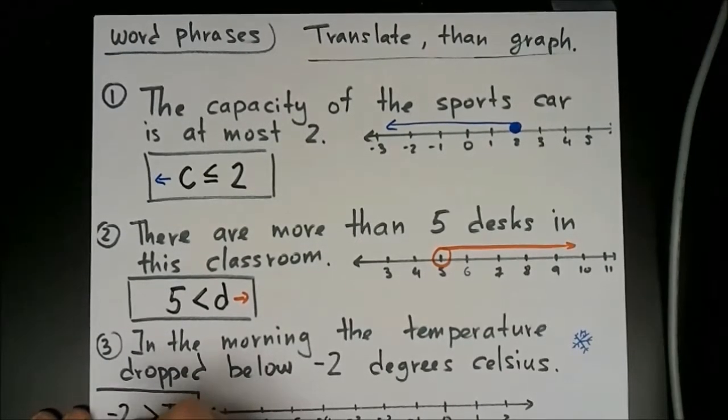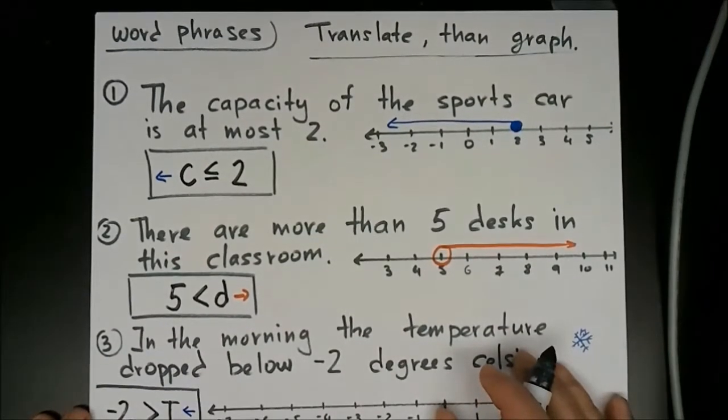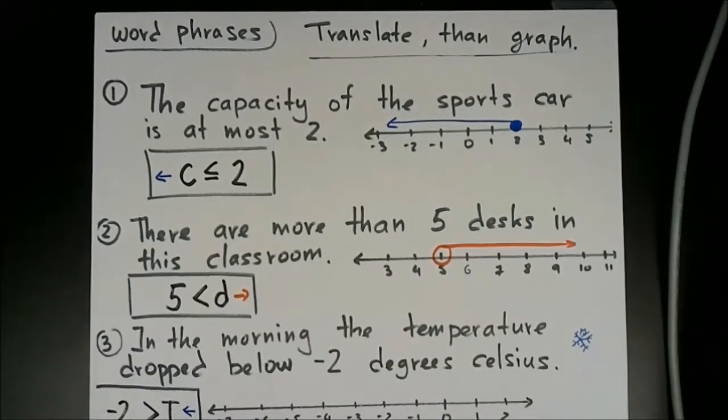And my starting point? -2. Open circle or closed circle? Open circle. No combo symbol. It's not equals to. The -2 is not included. We're going left. And you're done. Any questions here before we move on to our very last part of this lesson?